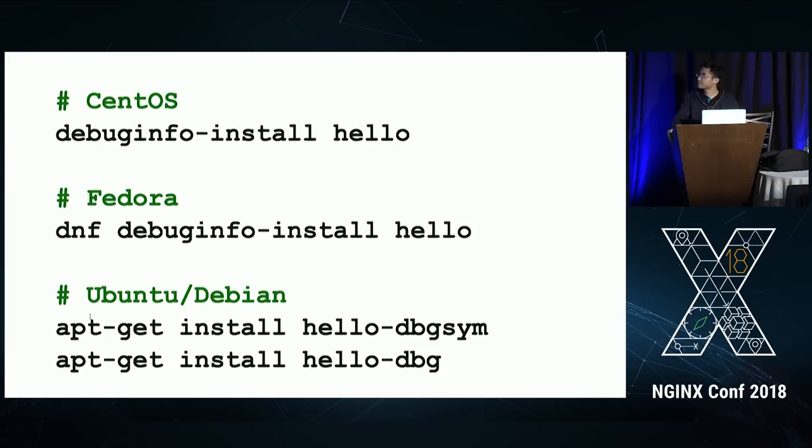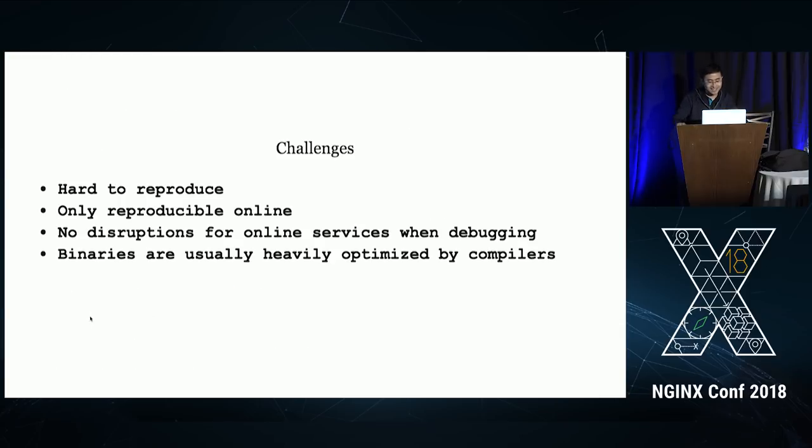And in different kinds of distributions of Linux, you can use different commands to install debug symbol packages for your software, like the kernel, like your NGINX, like your OpenResty, or databases like MySQL, PostgreSQL, Redis, PHP, Python, Go, anything that you can imagine.